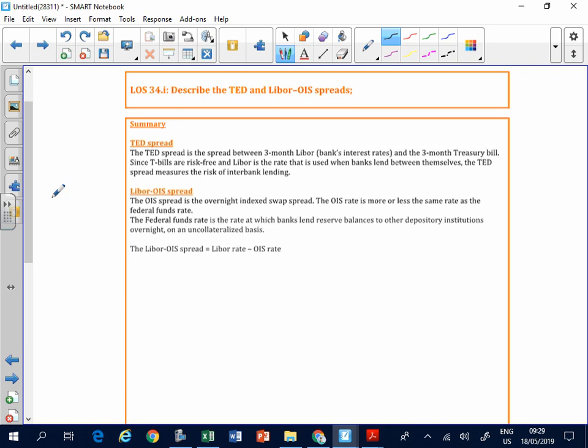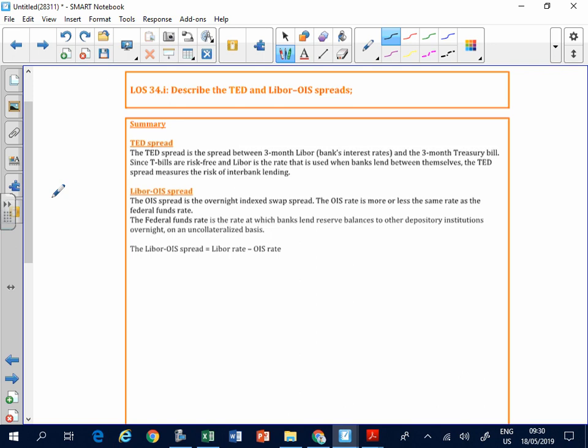Okay, so the TED spread definition is easy. We're basically looking at 3-month LIBOR and the 3-month Treasury bill. Very easy. One is risky, one is risk-free. The Treasury bill is risk-free. The 3-month LIBOR carries risk from the banks. So essentially, what this is going to measure is short-term credit risk.